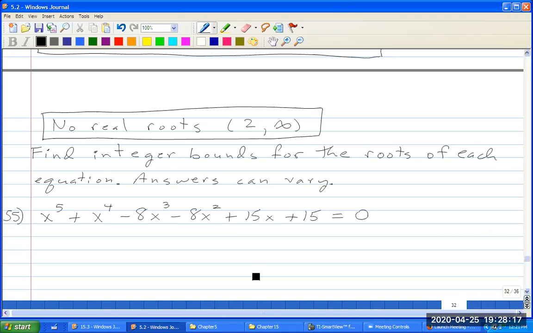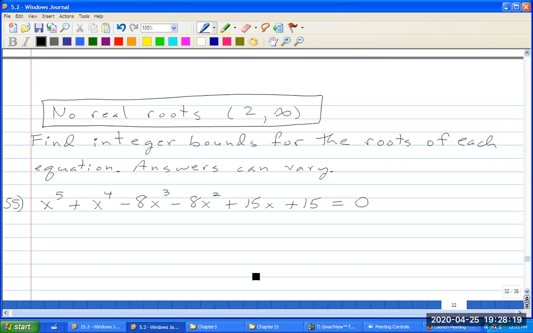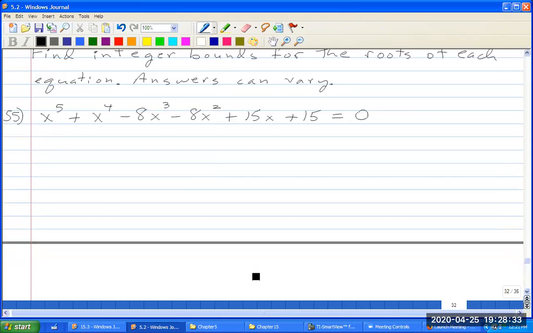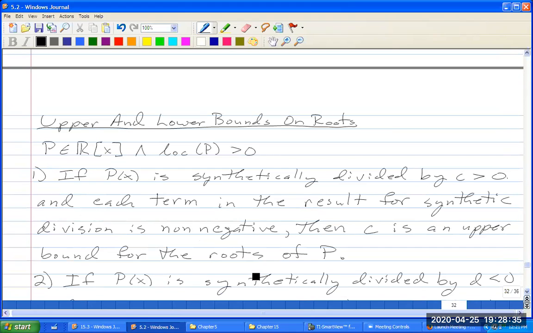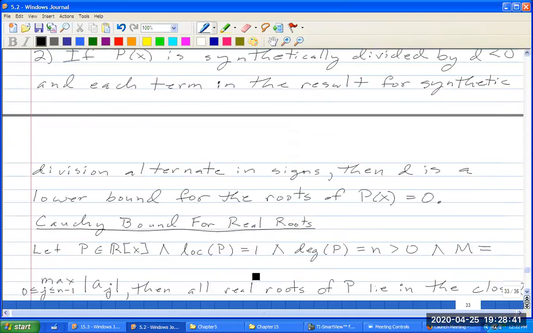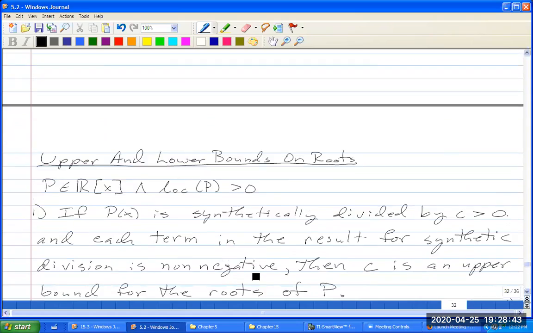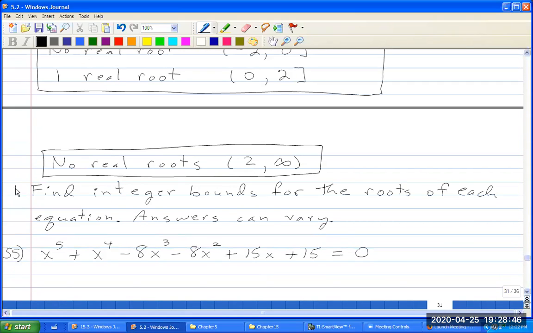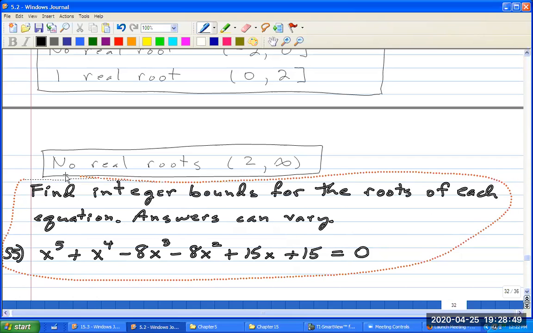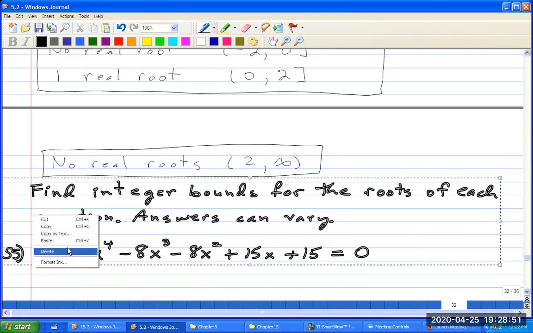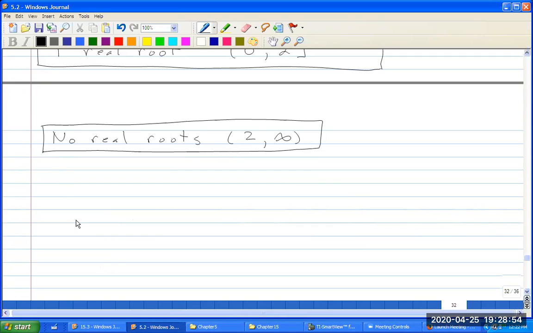So, some integer bounds for this could be, well, yeah, let's first tell you about this, and then I'll do it. Okay, so let me cut this for a second, and then I'll do the other one. Let's cut it. Okay, let's move this other one up.